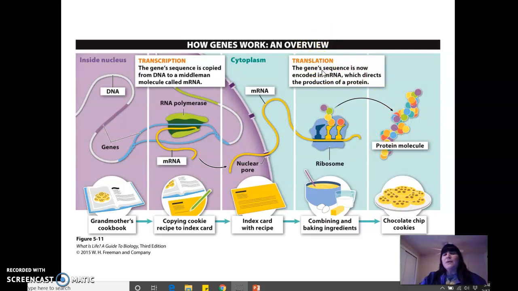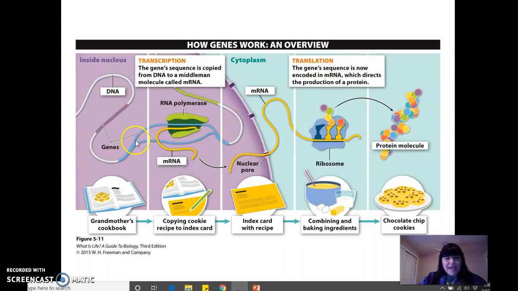So now to talk about exactly how that happens. You guys saw the videos, yes? Transcription happens with the help of an enzyme. The enzyme is RNA polymerase. And again, a picture is worth 1,000 words. The videos are worth more, okay? So the RNA polymerase is an enzyme. It opens up the DNA, unzips it.